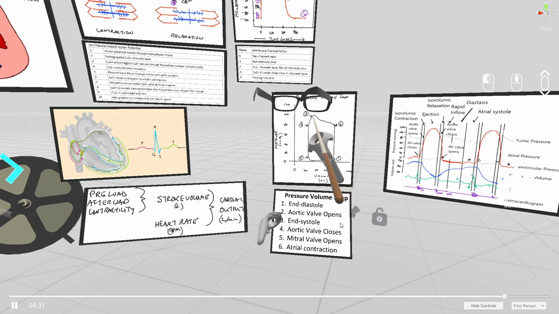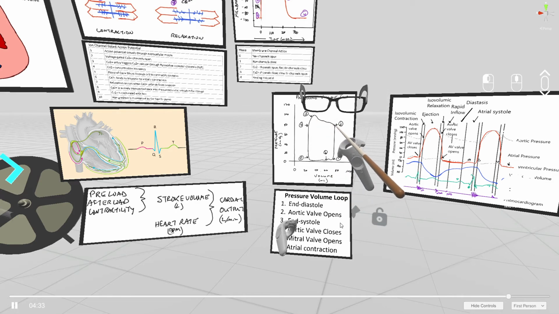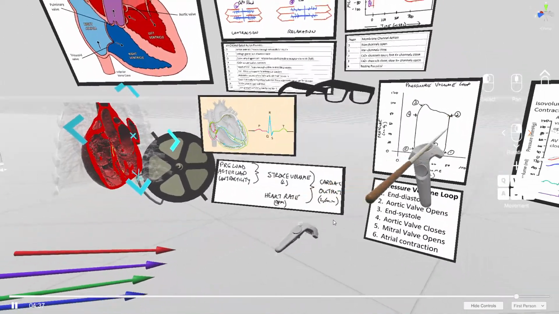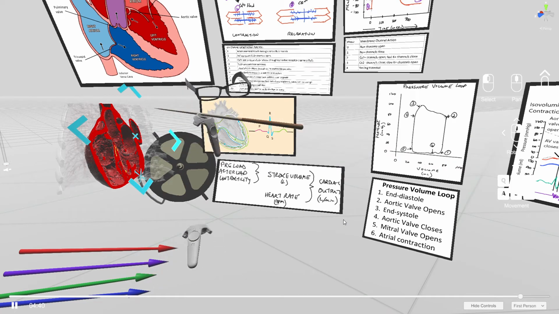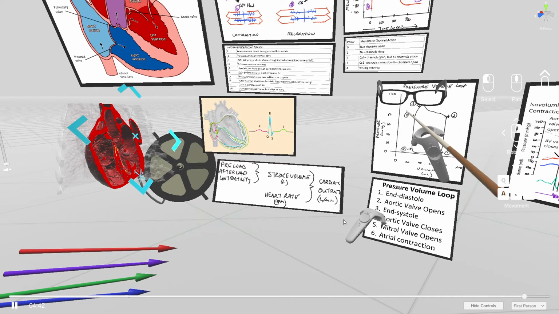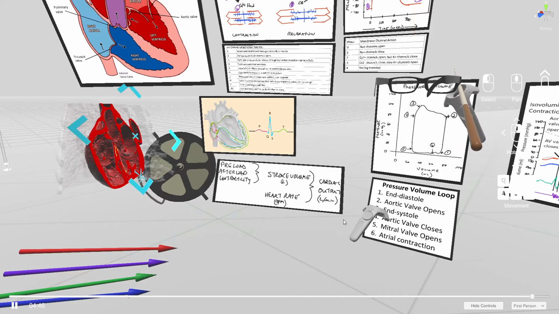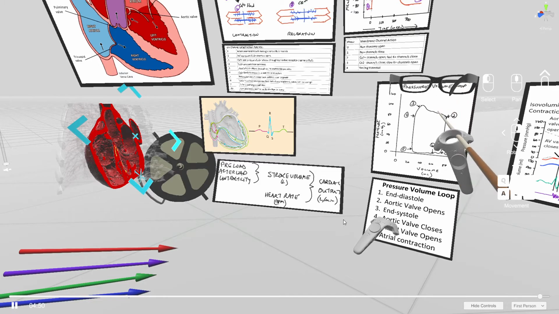If I have aortic stenosis, so if there is a narrowing here on the aortic valve, or if I have high blood pressure in the system here, say 140 up here, that's going to push this pressure volume loop up before the valve is going to open. So those are some of the components of the pressure volume loop.